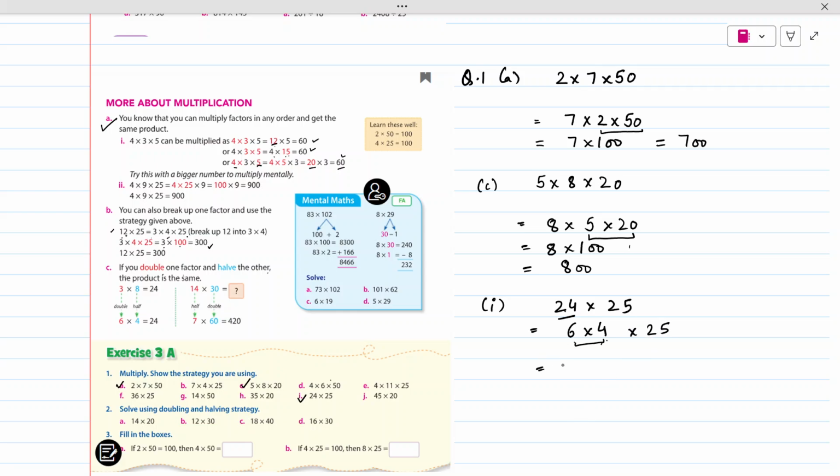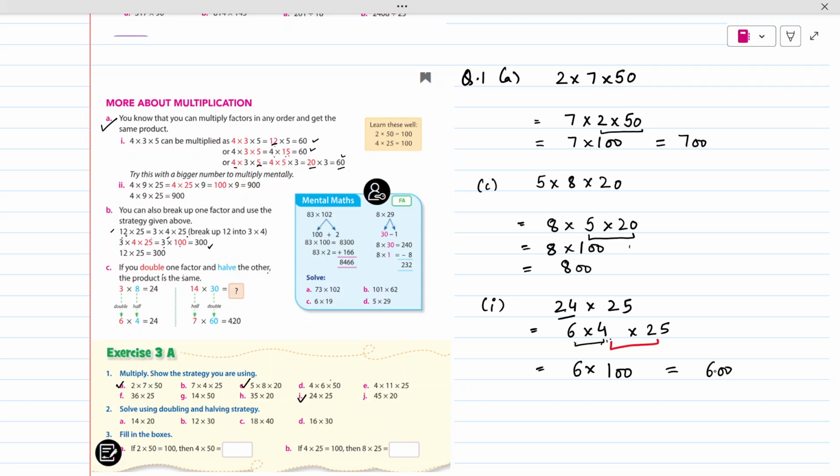Right? Now, what I am doing next is, I am keeping 6 as is. And now I am multiplying this 4 with 25. I am multiplying this 4 into 25 here. So 4 into 25 will again give me 100. And 6 multiplied by 100 is 600.